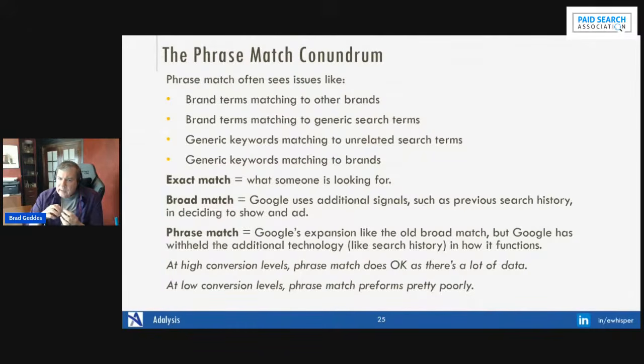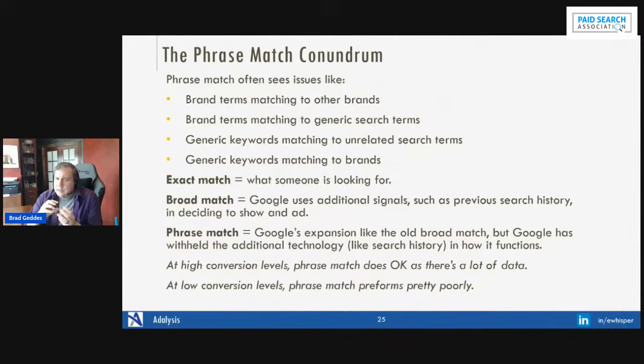And phrase match has the capability of expanding like the old broad match, but Google's kept the technology to rein it back in with additional items like what's on your landing page, what did someone look for before, right, from phrase match. So at low conversion volumes, phrase match is something worth really examining if you should remove it, or maybe not all of it, but a healthy portion of it. At high conversion levels, it does okay. There's enough data for Google to realize, okay, we're setting really bad bids for phrase match. But in the end, it's powerful enough that people are still getting good results.